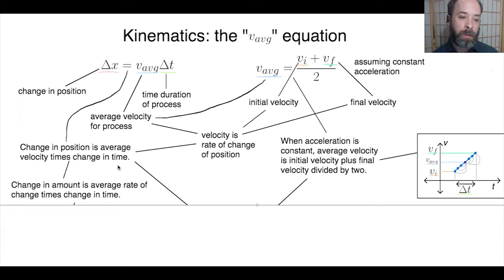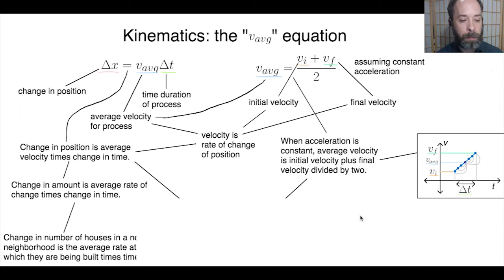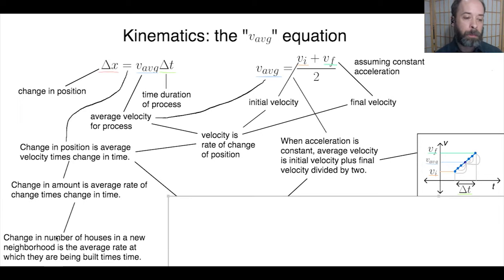Why are these concepts true? The first one is true because it's a simple application of the idea that the change in amount of anything is the average rate of change for that something times the change in time. Another example that you could have for that is the change in the number of houses in a new neighborhood is the average rate of change at which those houses are built times change in time.